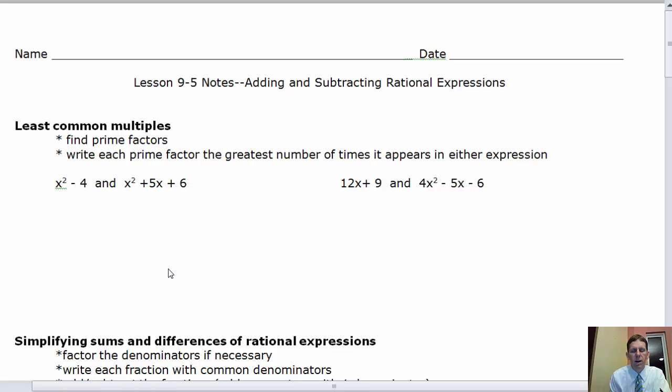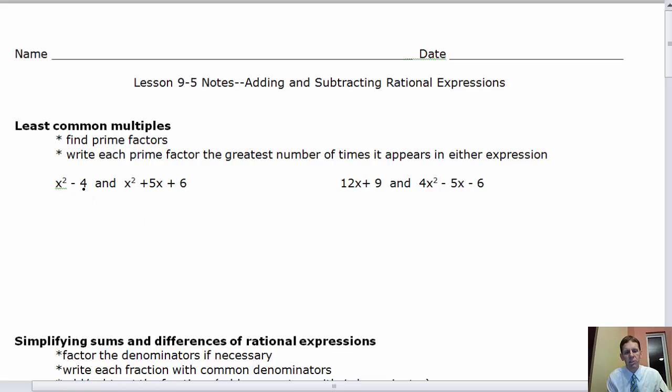These are the Lesson 9.5 notes on adding and subtracting rational expressions. That is our focus for today. We're also going to simplify what are called complex fractions. And we want to start with the idea that when you're working with rational expressions, just like fractions, when you add and subtract fractions, what we have to find are common denominators. These common denominators are also known as the least common multiples.